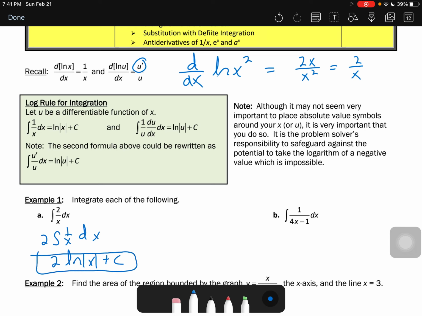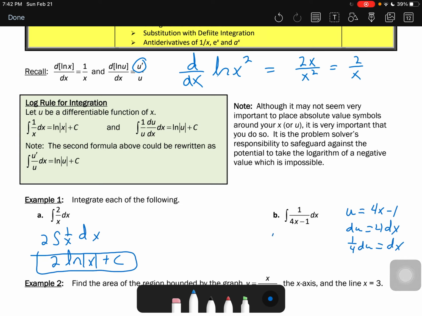Okay. Now in this case, if you do have an expression such as this, you're probably going to want to just let u equal the 4x minus 1, and therefore du is going to equal 4 dx. And because I only have a 1 dx, let's divide that out. So 1/4 du equals dx.